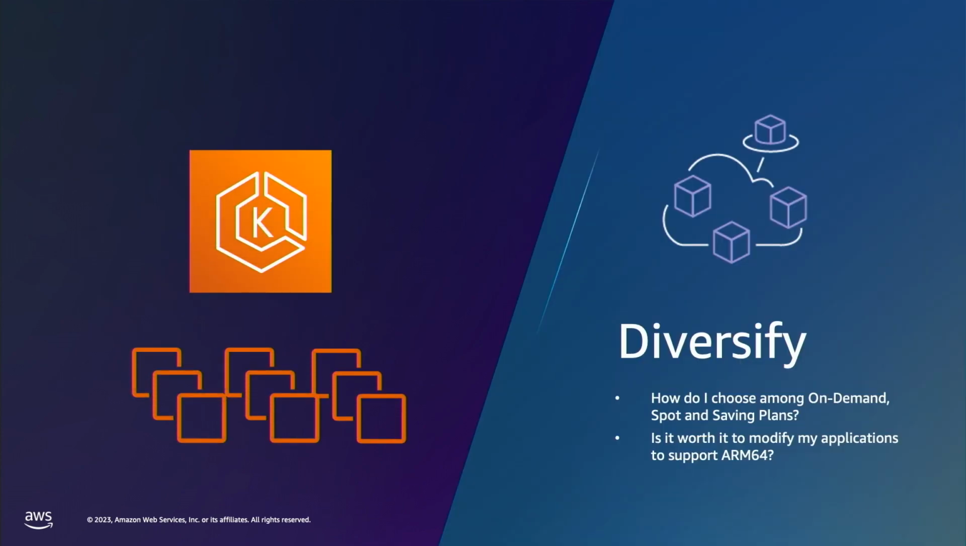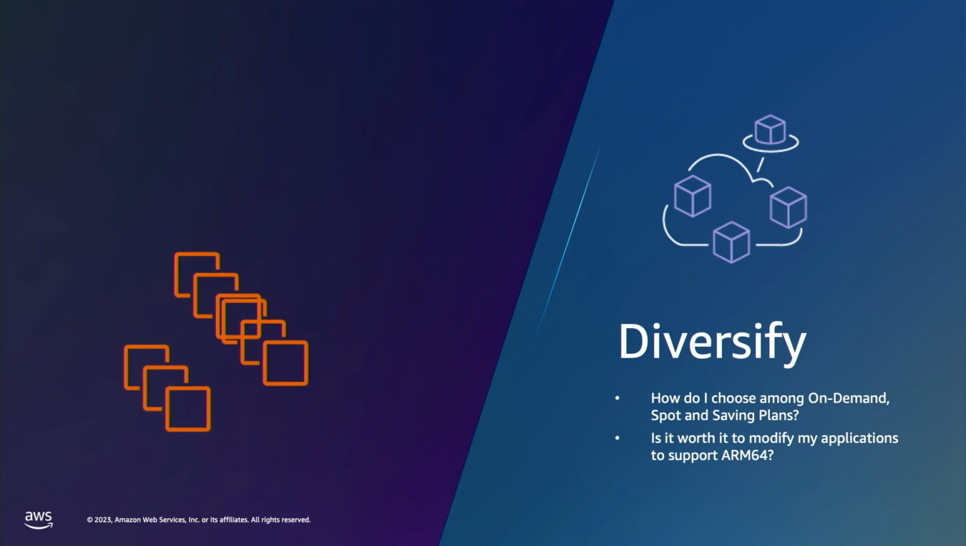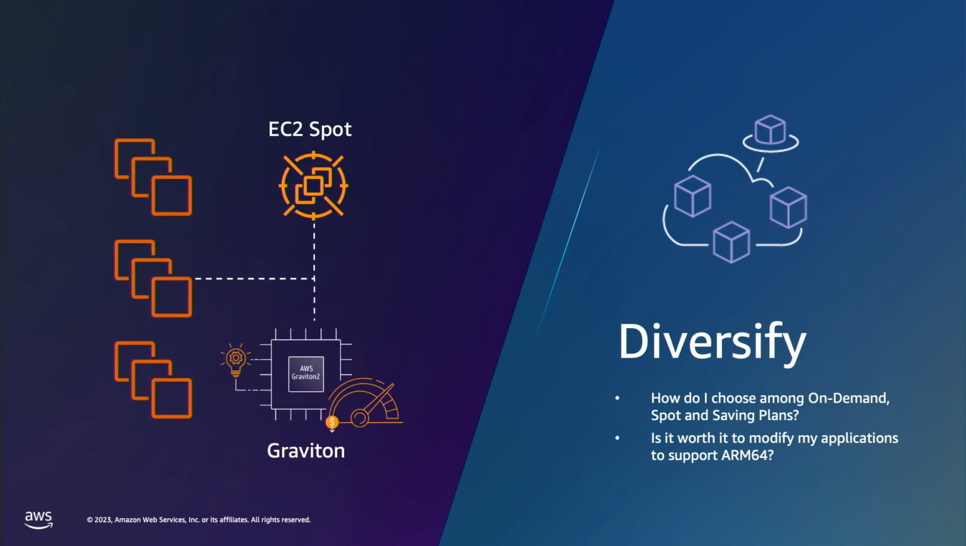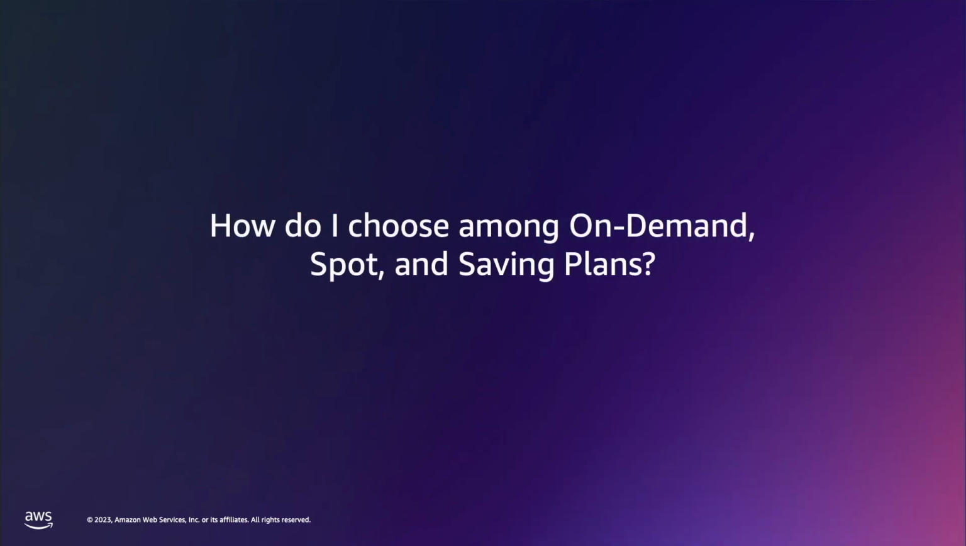We also have another main theme, which is diversification. So how can I diversify, again, the pool of nodes that we have? And we had two questions. One was, how do I choose among on-demand, spot, and savings plans? Those are three purchase options that you have for Amazon EC2 instances. And actually, the right answer to this question would be, usually you use them together. And it will depend, obviously, on your application.